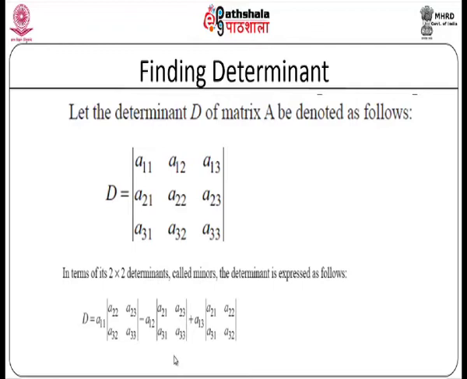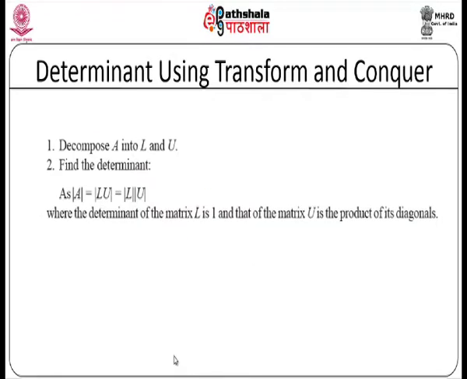You know very well that finding the determinant of larger order is a very difficult task. So, this is the determinant finding for 2 by 2 and 3 by 3 matrices. The logic is very simple: transform and conquer. Decompose A into L and U. Now, finding the determinant of A is reduced to finding the determinant of LU, which is the product of the determinant of L and the determinant of U.